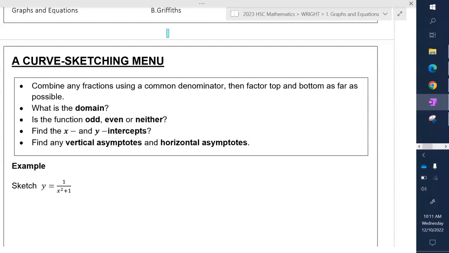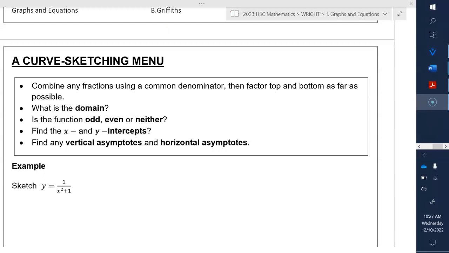Looking at whether the function is odd or even or neither might help us figure out, well, does it reflect around the y-axis? Does it reflect around the x-axis? We always find x and y intercepts. Even in Year 11 we did that. We're also going to look at vertical and horizontal asymptotes. And we're going to do the same things as we did in the last couple of lessons. So let's jump in and have a go.